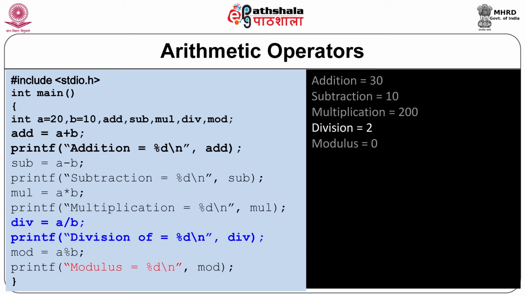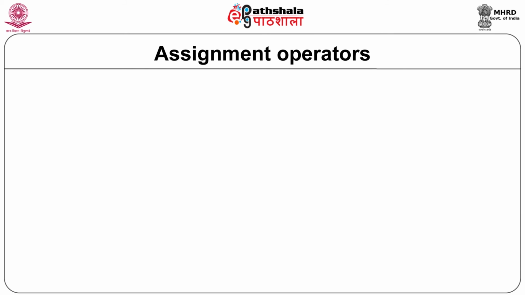So the value of A is 20, B is 10, so the division is 2, and that result is considered as an integer, and therefore the result is division 2, in integer form. Similarly for modulus, A percent B, 20 divided by 10, you do not have any remainder, therefore the result is 0, so modulus 0.